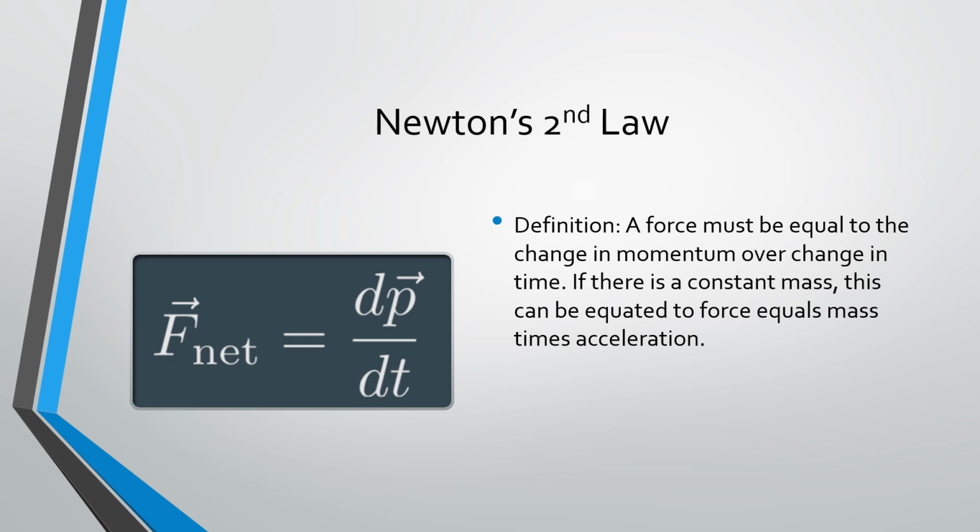So to define Newton's second law, the definition is a force must be equal to the change in momentum over change in time. And if there is a constant mass, this can be equated to force equals mass times acceleration. And then I have the equation shown right here in the picture.